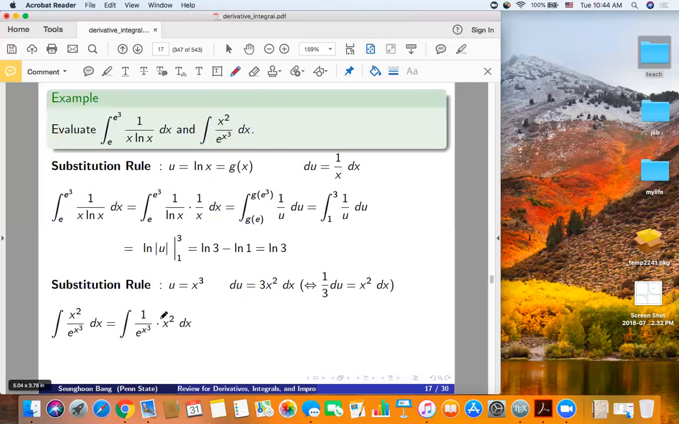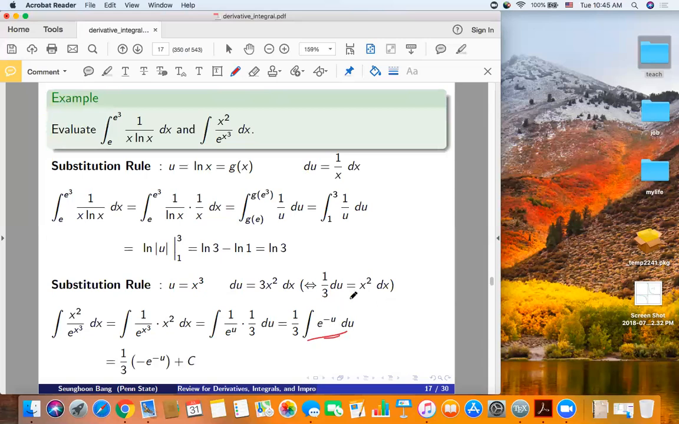Next, substitute. Split 1 over e to the x cubed times x squared dx. You plug x cubed into here as u. So x squared dx is 1/3 du. So we have integral 1 over e to the u times 1/3 du. The factor 1/3, take out 1/3. The 1 over e to the u is e to the negative u du.